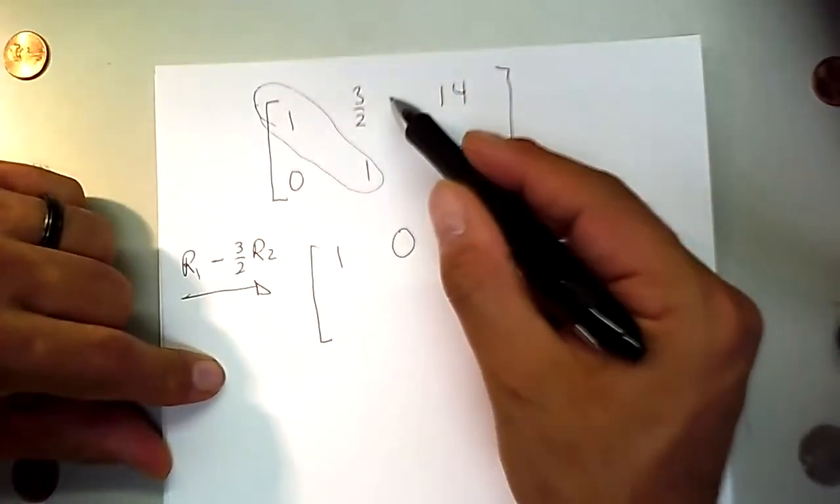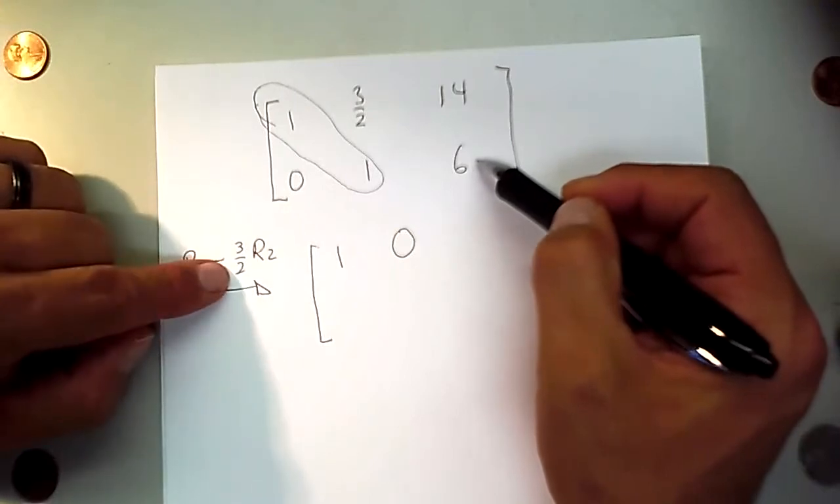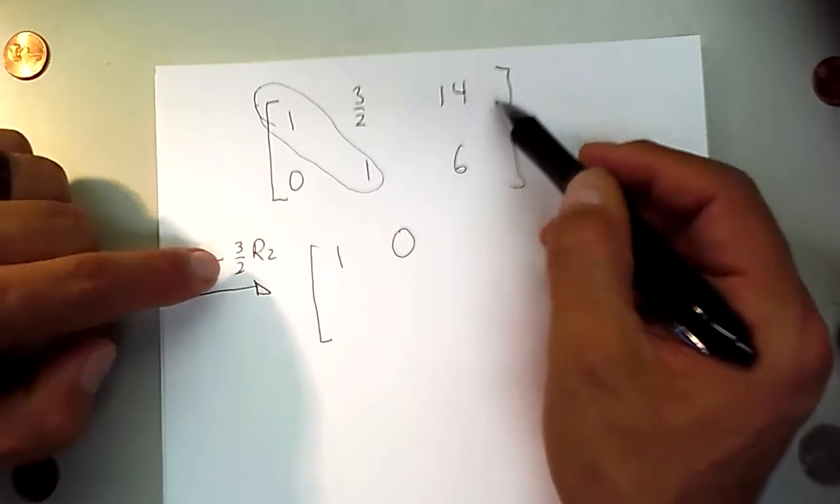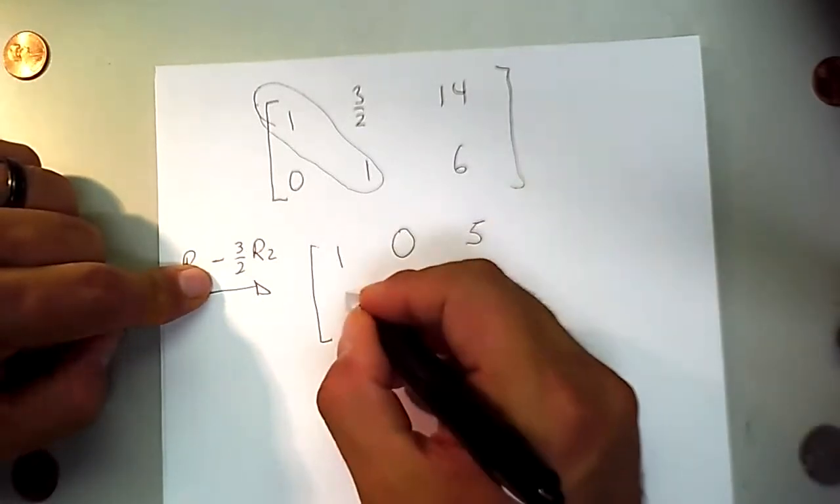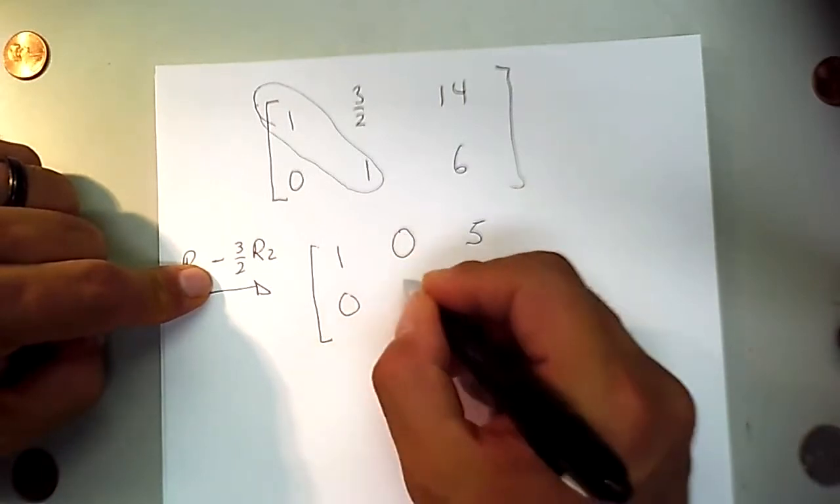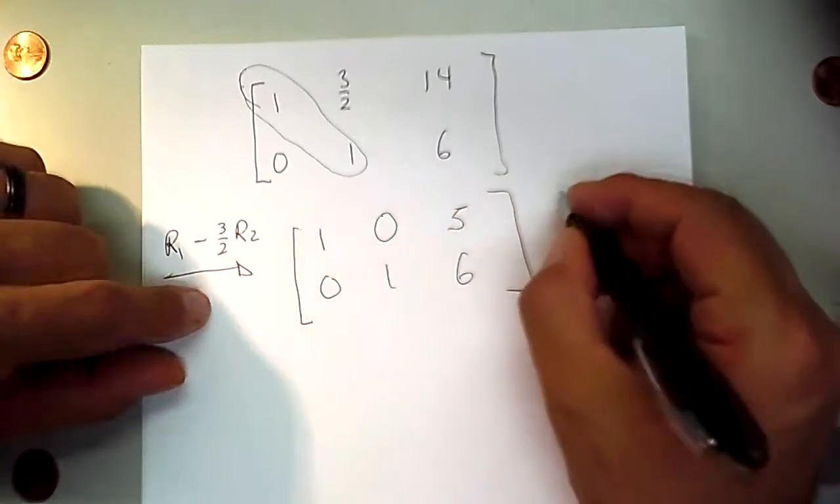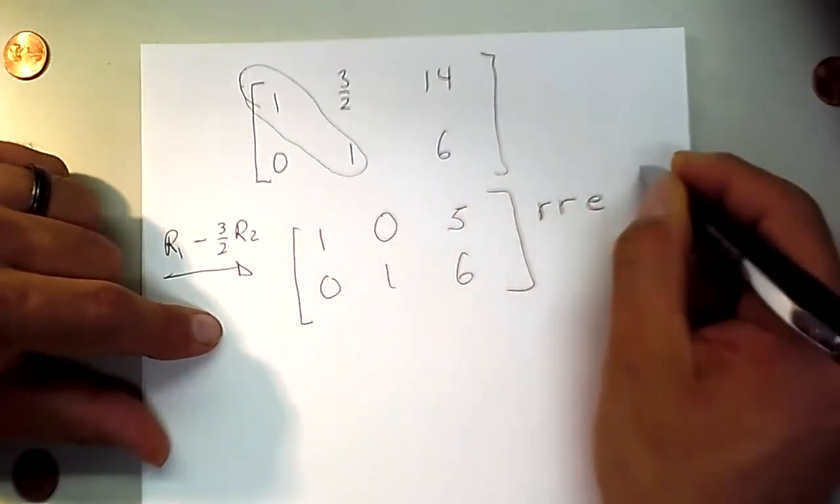Okay. And then multiply this 6 by 3/2. That is going to give us 9. 14 minus that 9 is going to be 5. And then we have 0, 1, 6. This matrix is already written in row reduced echelon form.